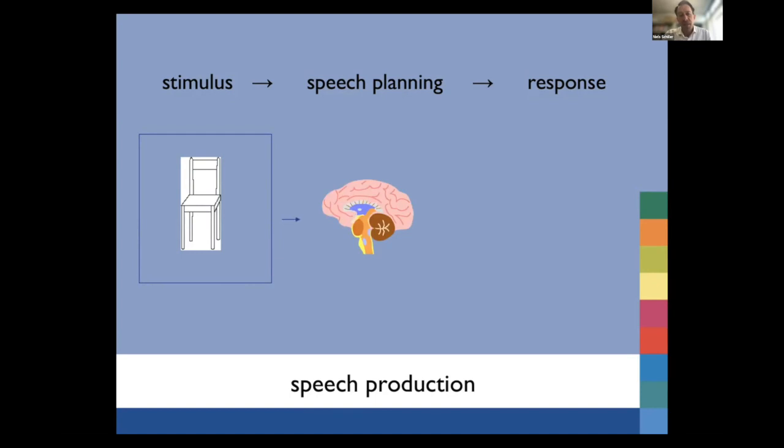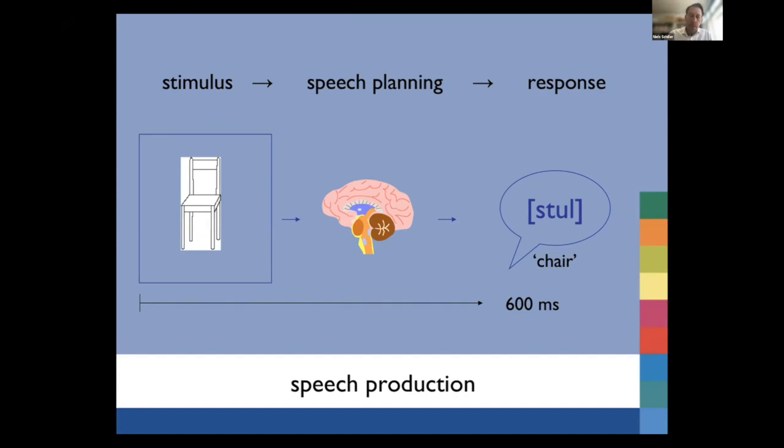So participants have to engage in speech planning processes before they can actually respond. So if this were a Dutch brain, the participant would say something like stoel, which means chair in Dutch. And this is quite a fast process that takes place within a little bit more than half a second for objects that are familiar and relatively high frequent in the language.